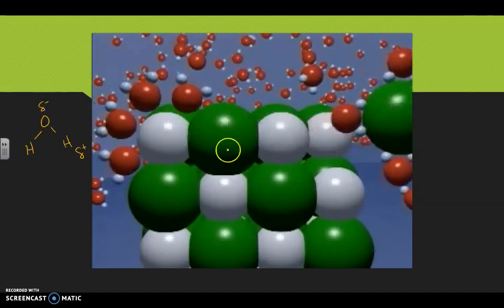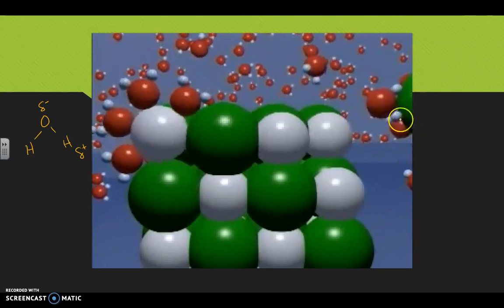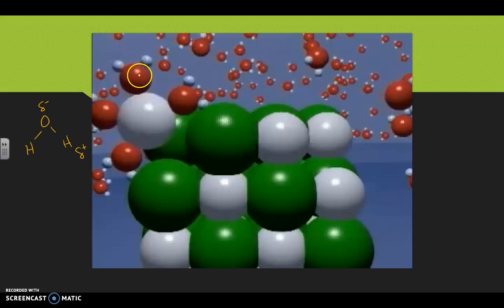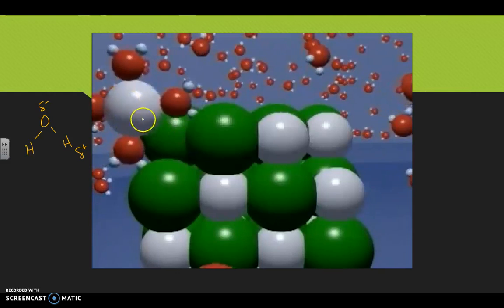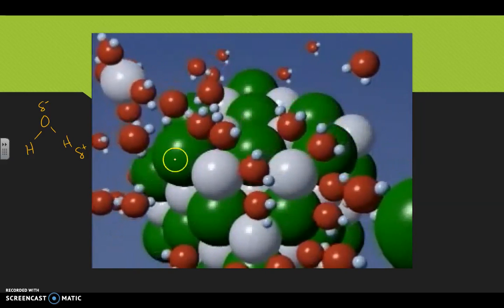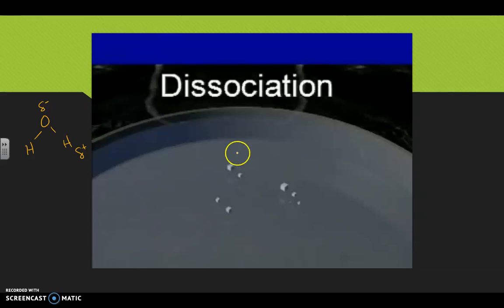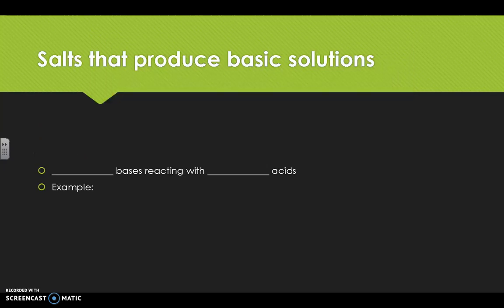So your positive ends, the hydrogens, are attaching themselves to the negative chlorides, and the oxygens, the negatives, are attaching themselves to the positive. Right? And that's how they pull apart. Eventually they all completely pull apart, and that's when it dissociates or dissolves into solution. And that's pretty much what happens when an ionic substance is put into water and it completely dissolves.